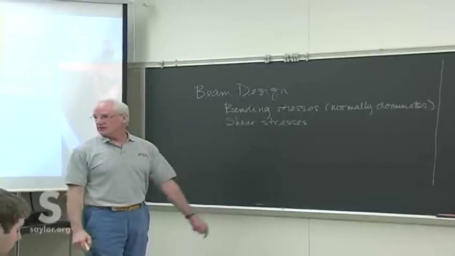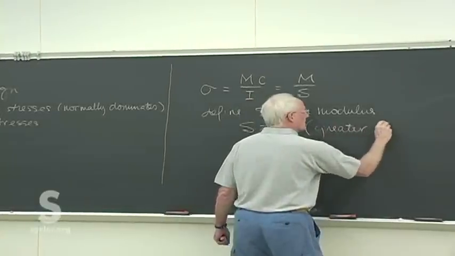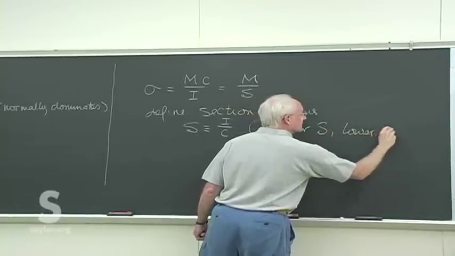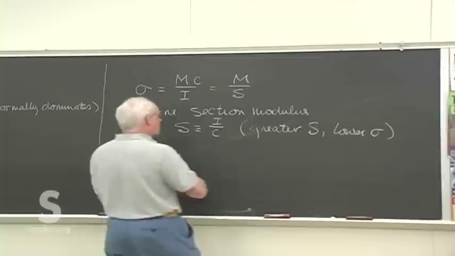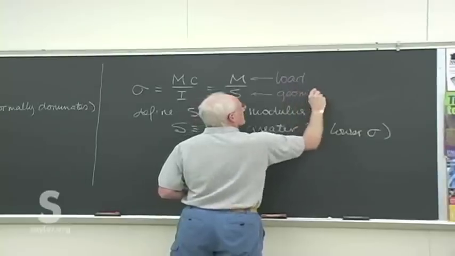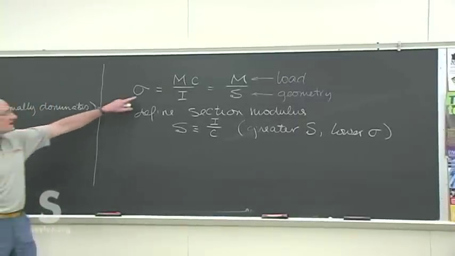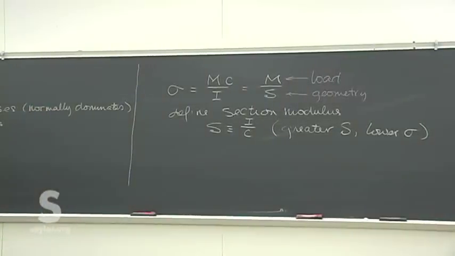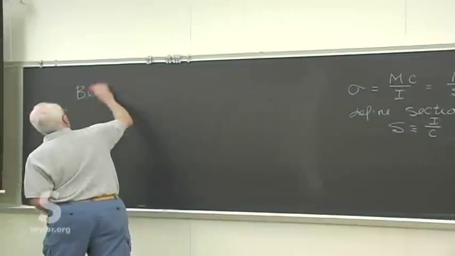So if we need to reduce the stresses, we need to increase the section modulus. Greater S gives us lower stresses. Notice too that section modulus is purely a matter of the beam's cross-sectional geometry. It has nothing whatsoever to do with the load. It's the M part that's the load, and the S is entirely geometry. And there's no reason we couldn't have done this right from the very start when we first came to this bending equation. But for some reason, our author preferred that we not do that. He's got a lot more experience teaching this than I do, so we'll follow his lead and introduce it now.